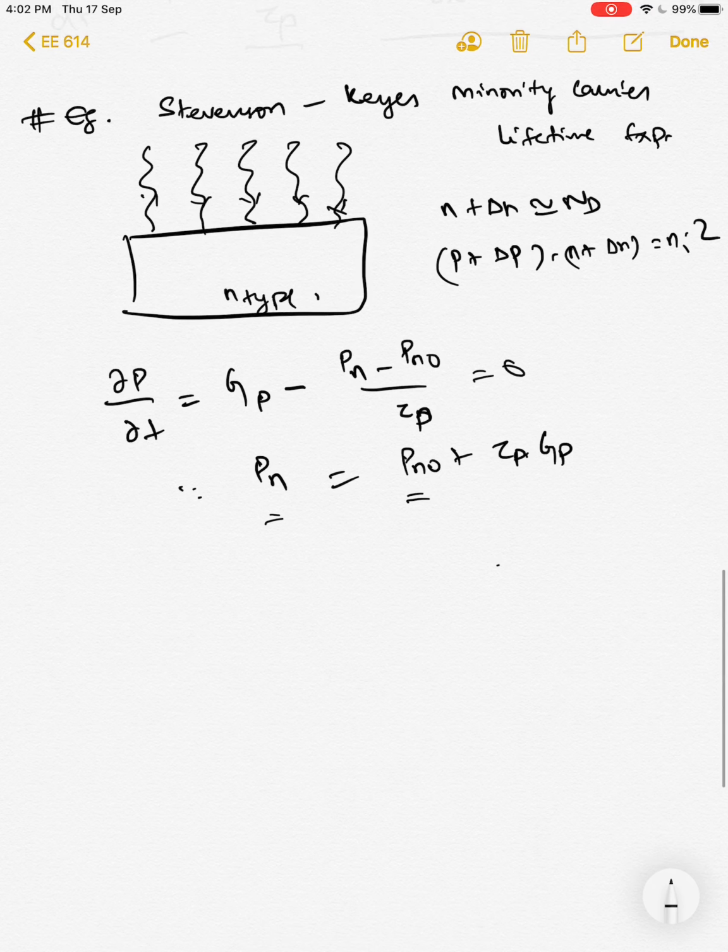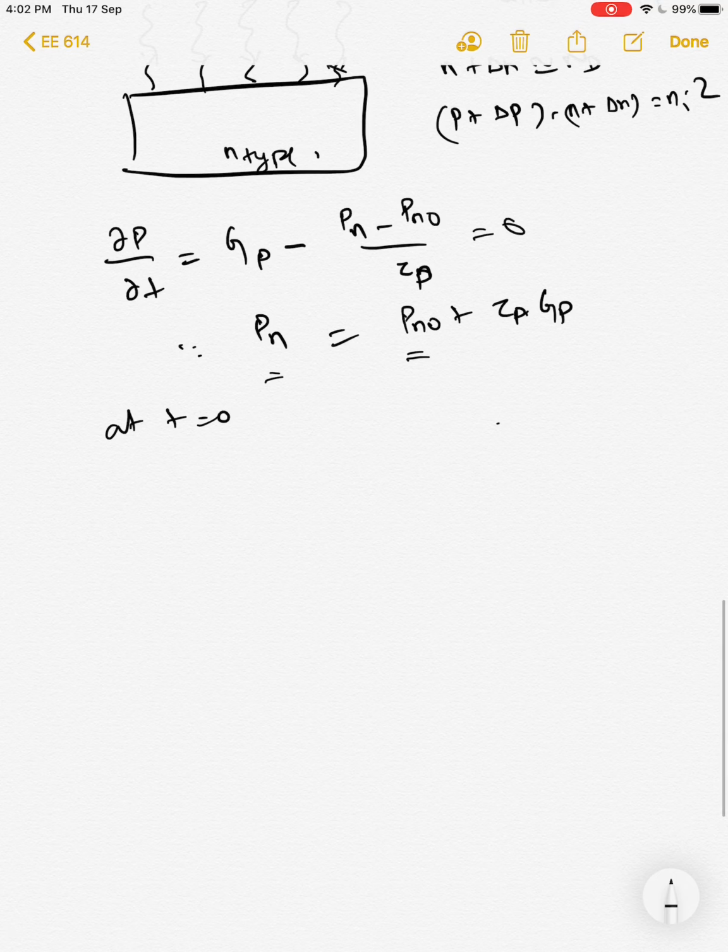Now let's assume at time t equal to 0, the illumination stopped, right? So the question is, how does the minority carrier density change over time? We again go back to the same equation, ∂p/∂t equals G_p, which is now zero, right? Because the light is now switched off, minus we have just (p_n minus p_n0) by tau_p, right?